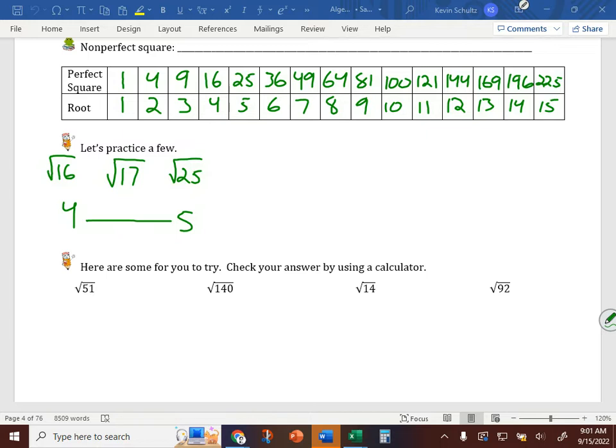Paul? Sure. 4.1, I would accept that. 4.2, I would accept that. How do you know it's not like 4.7? Paisley? Right. The root of 17 is obviously closer to 16 than it is to 25. So our value is going to be closer to 4 than it is to 5. Okay?